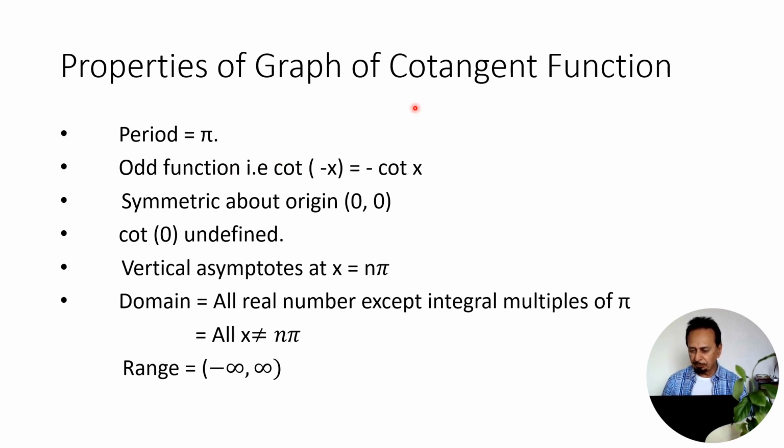Properties of cotangent function. The period is pi. It's an odd function. Cotangent of minus x is minus cotangent of x. It is symmetric about the origin. Cotangent of 0 is undefined. Vertical asymptotes at x equals n pi. The domain is all real numbers except integral multiples of pi, and the range is negative infinity to infinity.